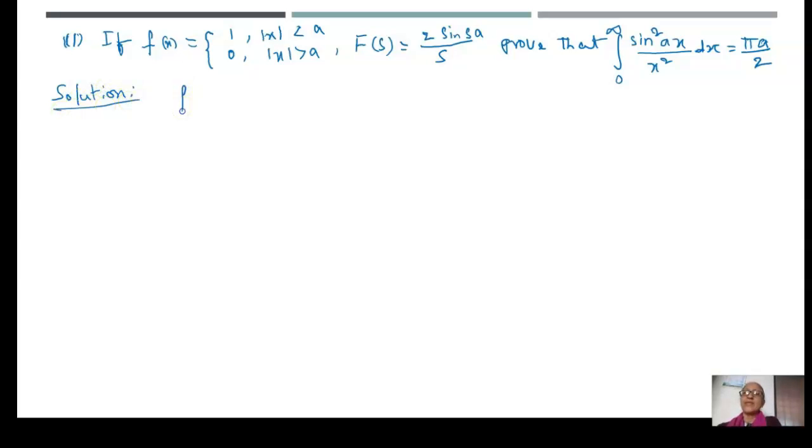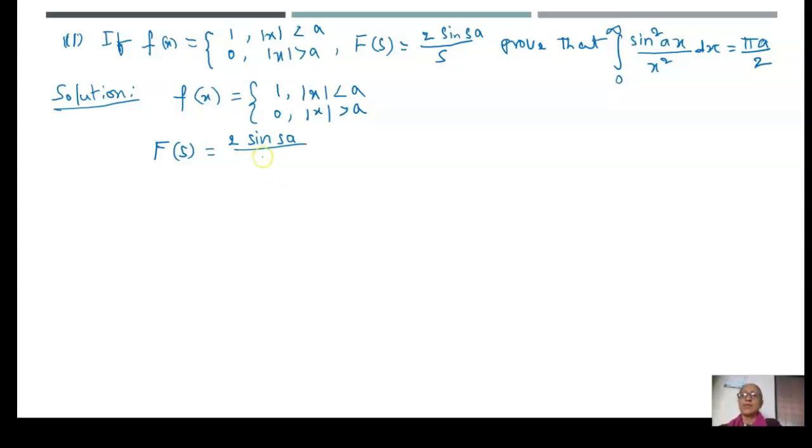Okay, so first let us write the given information. What is given? The function is given: f(x) equals 1 for mod x less than a, 0 for mod x greater than a. And the Fourier transform of this function is F(s) equal to 2 sin sa upon s.